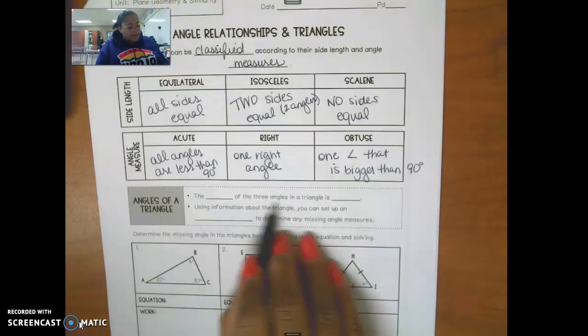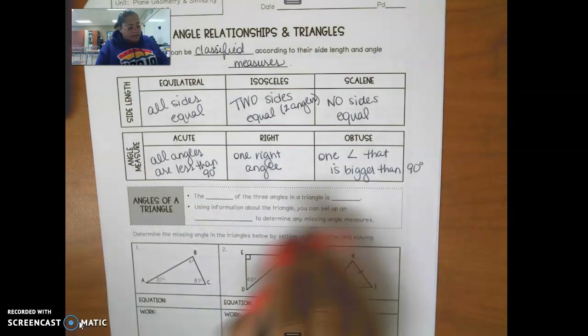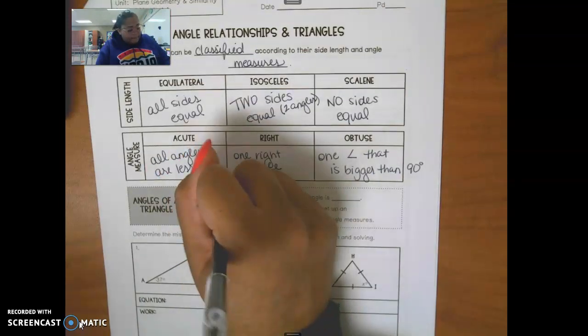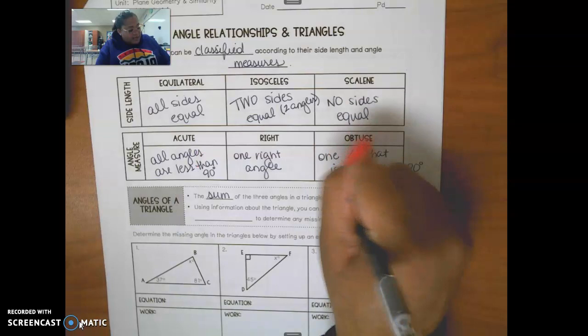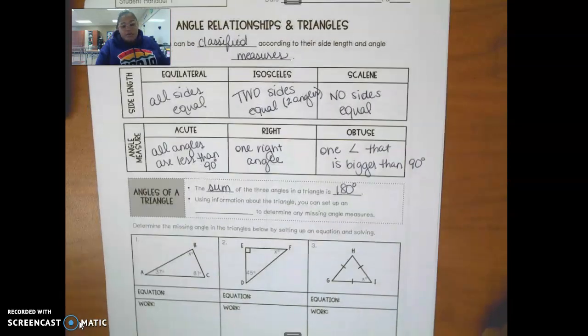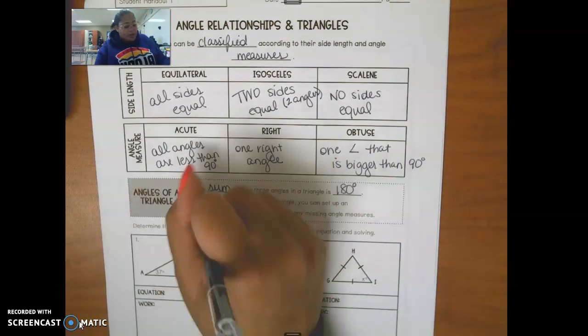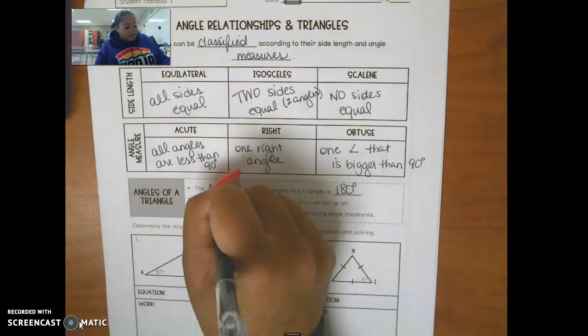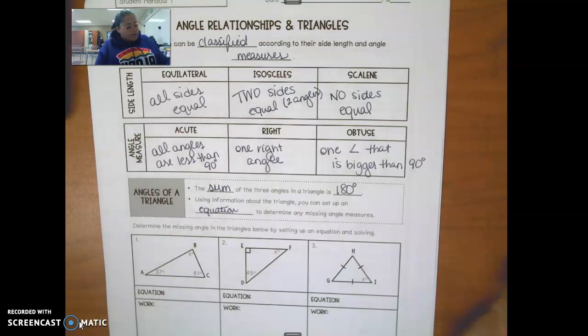The blank of three angles in a triangle is blank. The sum is 180 degrees. Using info about the triangle, you can set up an equation to determine any missing angle measures.